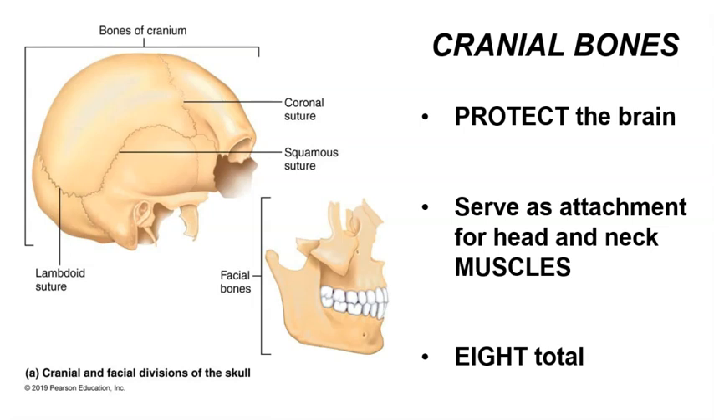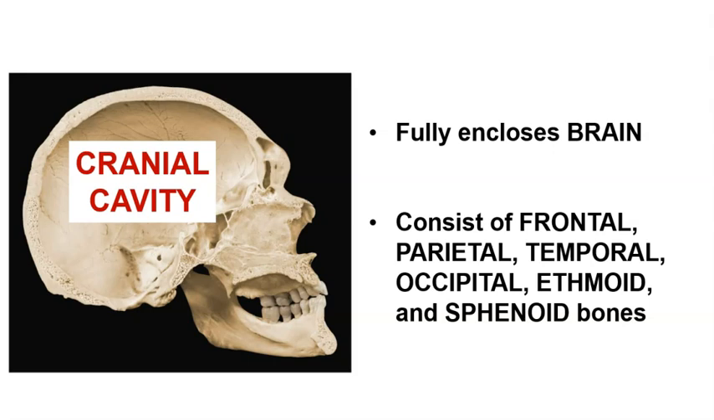The cranial bones are the bones that are directly supporting and protecting the brain. They also serve as sites of attachment for muscles of the head and the neck. There are 8 bones in the cranial division, which we'll cover in just a few moments. The cranial cavity is the cavity that is formed by the cranial bones, and this space is mostly occupied by the brain and its accessory structures.